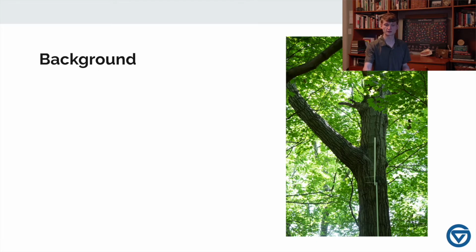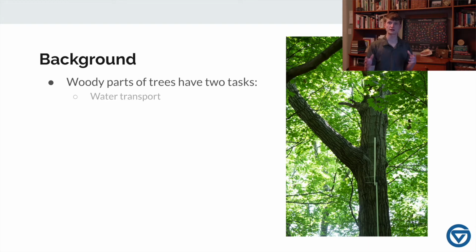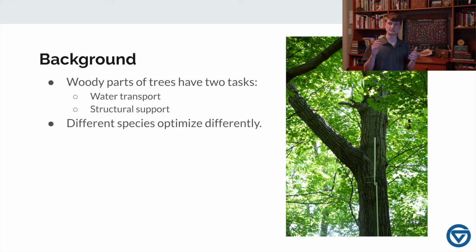First, a little bit of background. The woody part of any tree has two main tasks. First of all, it's got to transport water up to the leaves, and then it's got to support the limbs of the tree so that they don't break off. And every tree's got to do this. And some species are better at different traits than others. They optimize differently to perform them. One species might be really good at supporting its limbs, but not so good at efficiently transporting water, and another species might be vice versa.